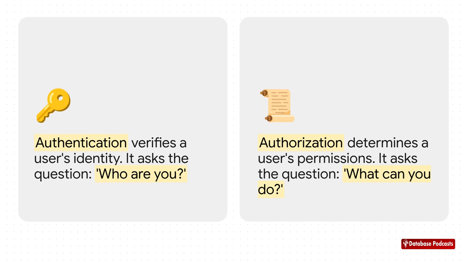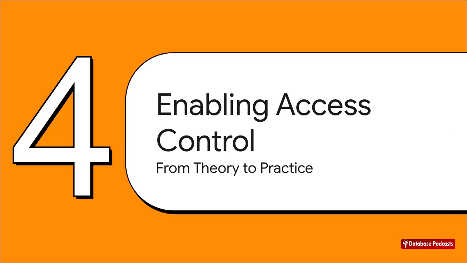Think of it this way. Authentication is the key that gets you in the front door. Authorization determines which doors inside that key can actually open. One is about identity, the other is all about permissions. Okay, theory is great, but how do we actually turn this stuff on? This is where we shift from just talking about concepts to actually doing the work. This is probably the most important practical step you can take to secure your database.